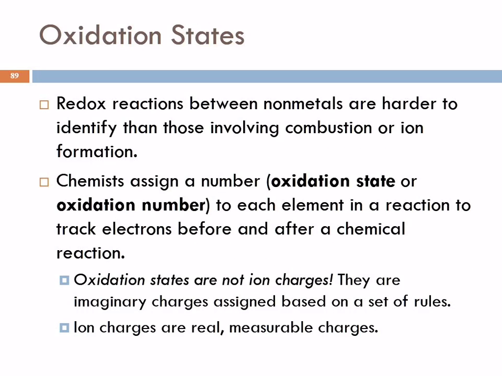When we have these redox reactions between nonmetals, it's hard to identify what's going on. When you have a metal and a nonmetal, the elements, you can see that there's electron transfer occurring. When you have combustion, something reacting with oxygen, you can just know that there's an oxidation-reduction reaction involved. But what if you have 2 nonmetals? It's kind of hard. And so chemists came up with the idea of oxidation states. They're also referred to as oxidation numbers, to keep track of that shift in electron density.